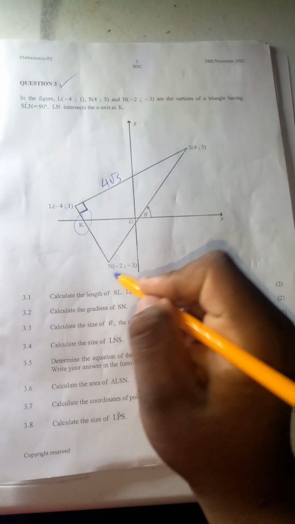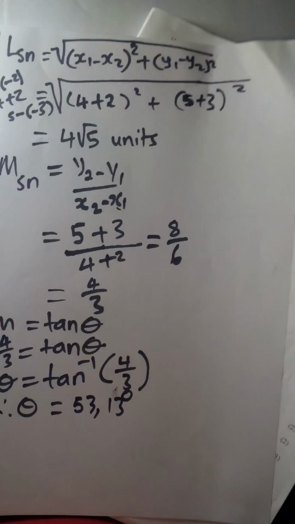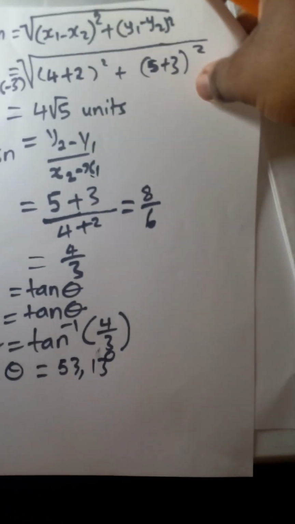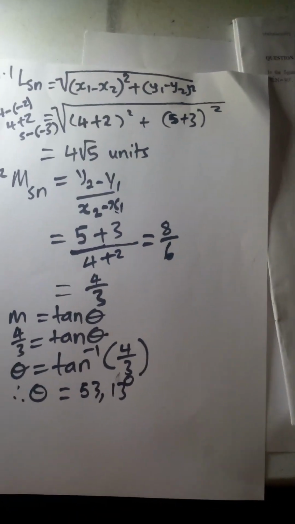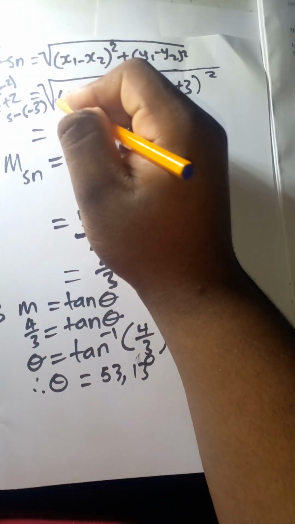I used the coordinates of N instead of the coordinates of L. Yes, I didn't see that. Sorry, guys, I didn't see that. So now let's fix our mistake here. So now it means the length of SL.